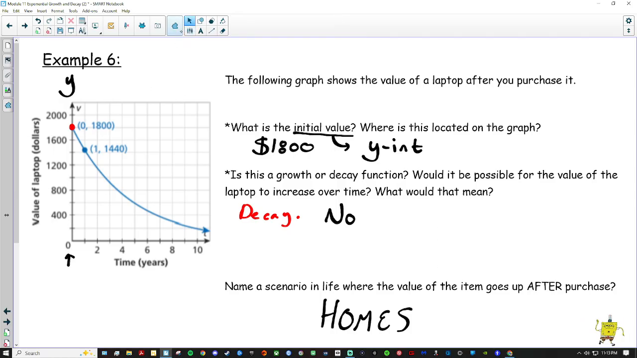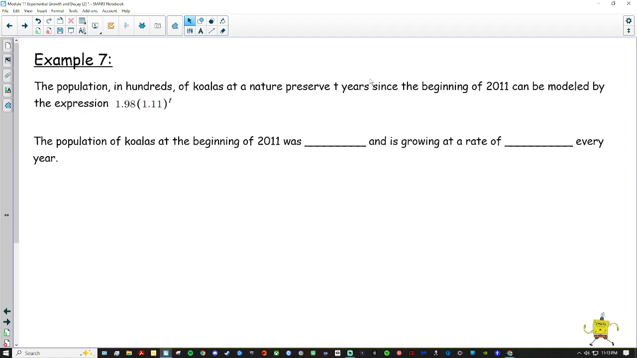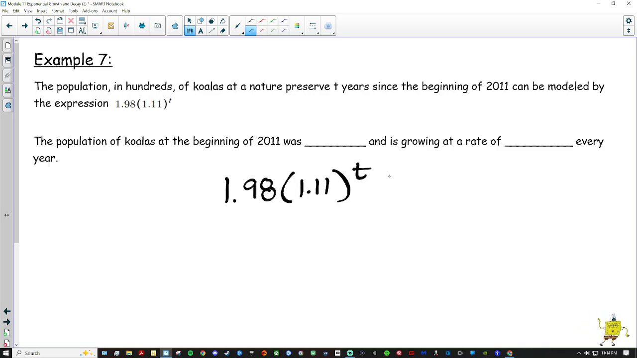Okay, we just got one left to do. Most important problem of our lesson. Example 7. The population in hundreds of koalas at a nature preserve t years since the beginning of 2011 can be modeled by the expression. So let's first just write this down. Here's our exponential expression: 1.98 times 1.11 to the power of t.